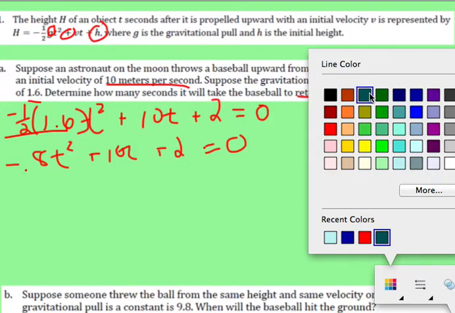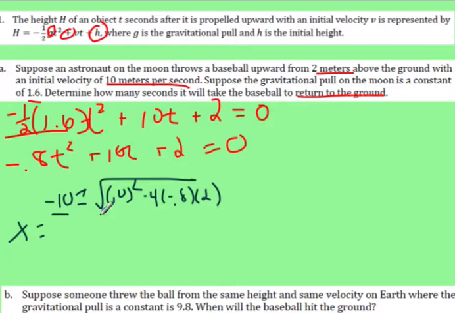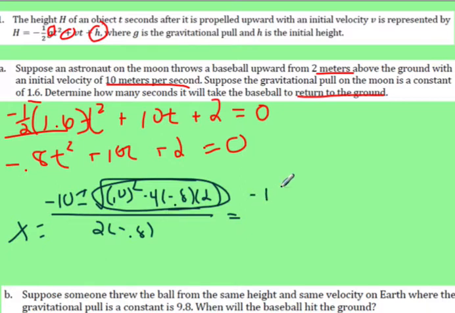My a is negative 0.8, my b is 10, and my c is 2. So I get the opposite of b plus or minus the square root of b squared minus 4 times a times c, all over 2 times a. Remember that the first thing you want to do is type what's underneath the radical into your calculator. So that's going to be 10 squared minus 4 times negative 0.8 times 2.